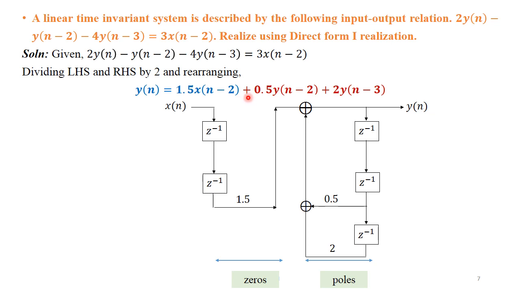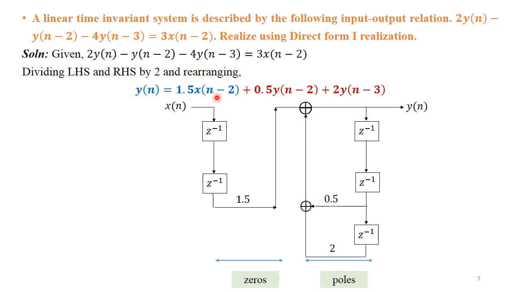Now realize this. y of n is equal to 1.5 x of n minus 2. That means the term x of n minus 1 and x of n are both absent. Directly, x of n minus 2 we need to identify. Therefore, this is x of n, then x of n minus 2, one delay element, two delay elements.